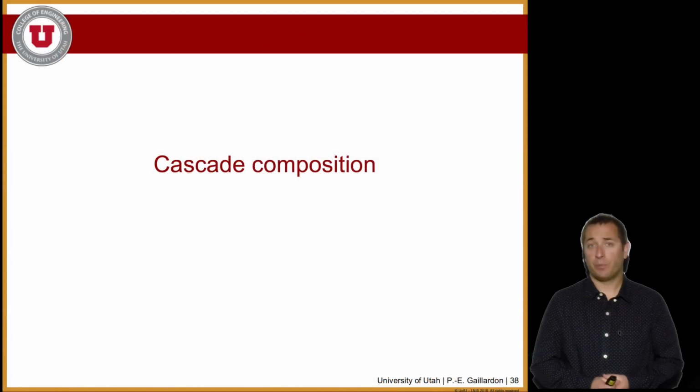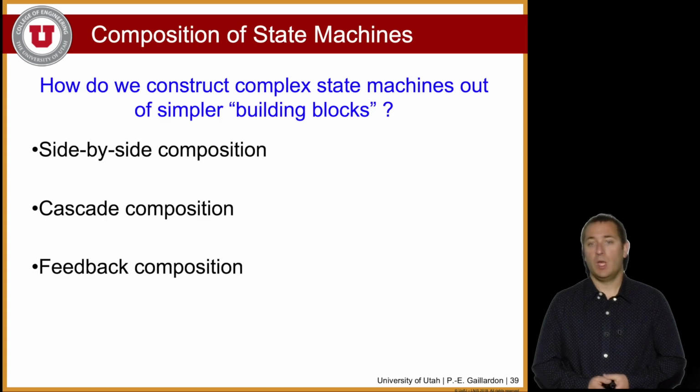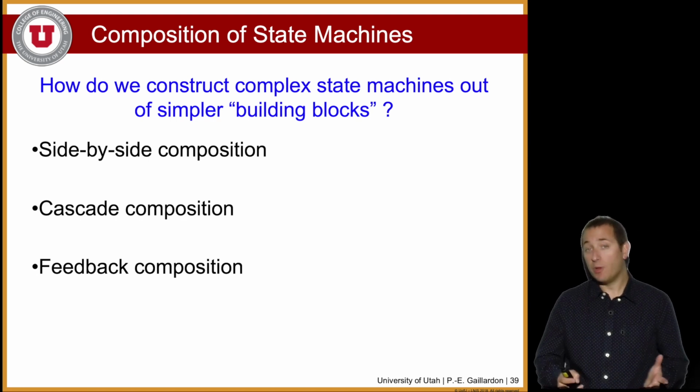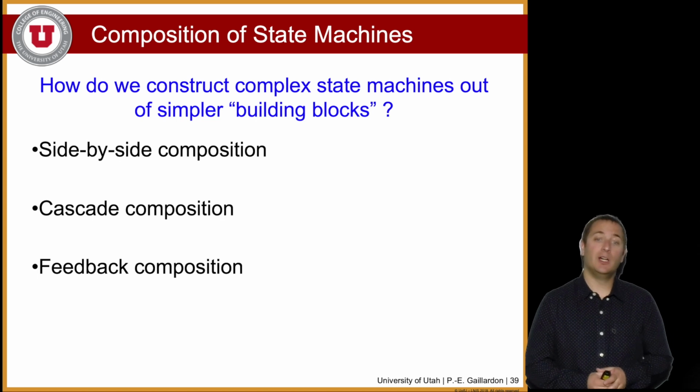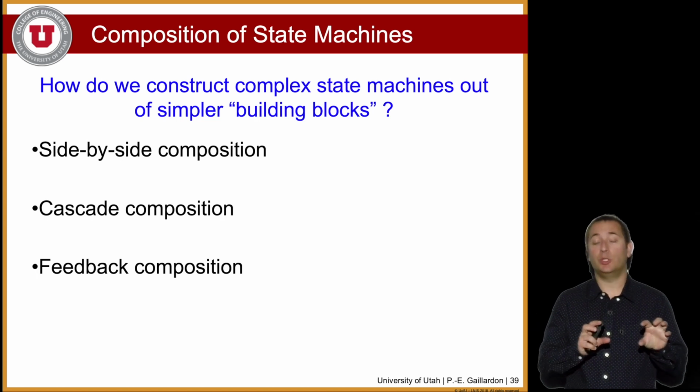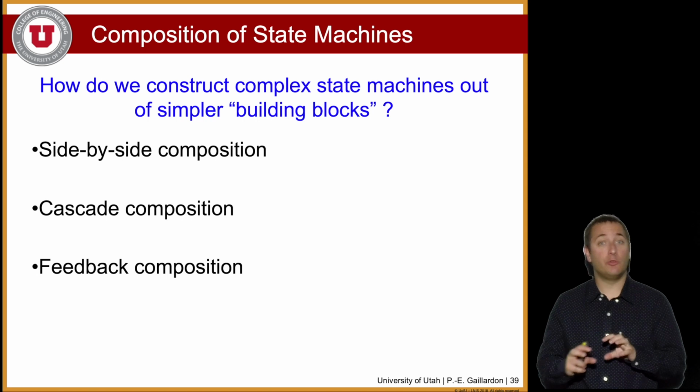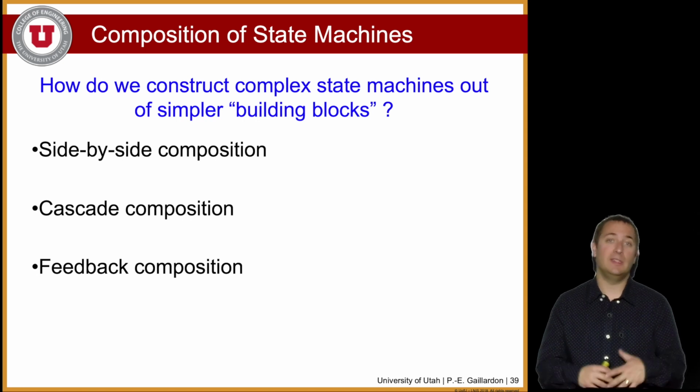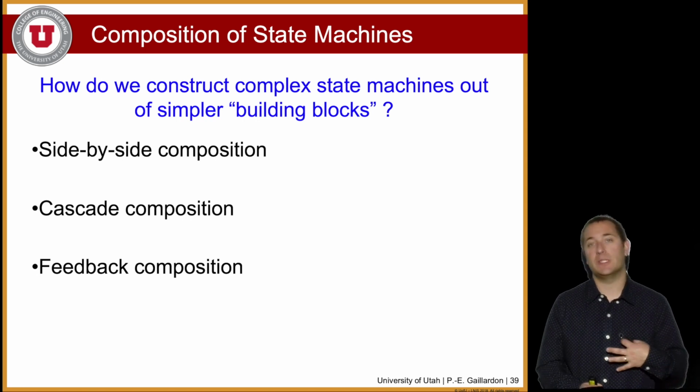In this video lecture, we're going to go fairly quickly through the notion of cascade composition. When you try to compose finite state machines, you have multiple ways to connect them together. Why do you want to do that? Because it's actually much easier to deal with smaller, simpler building blocks to create a bigger, more complex one than dealing with a complete system to model all at once.